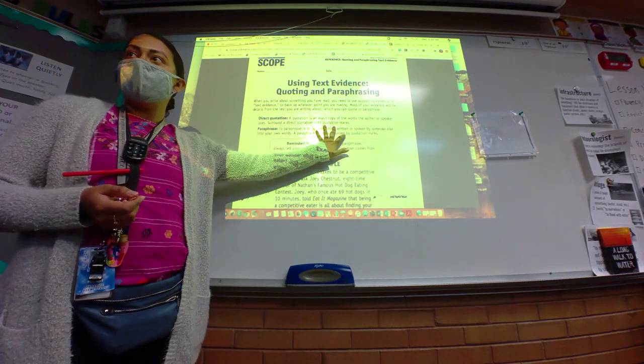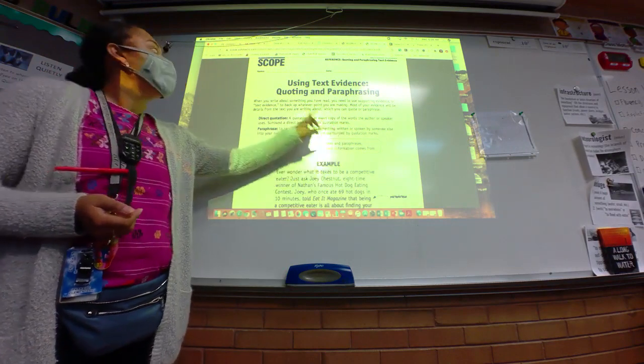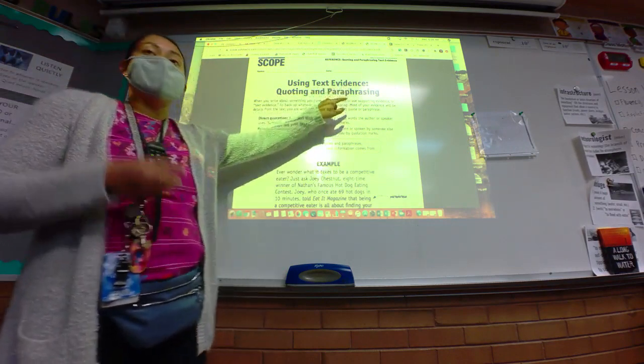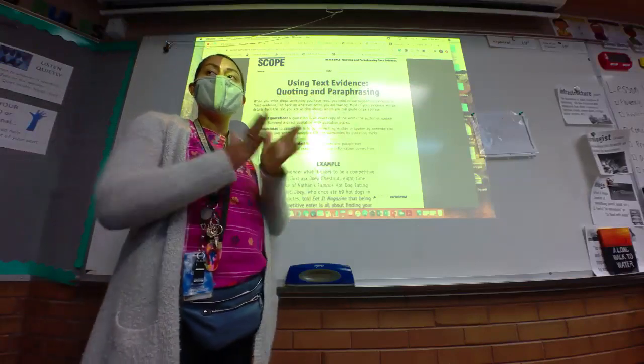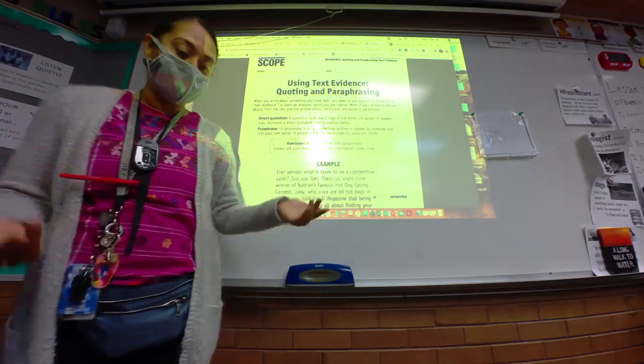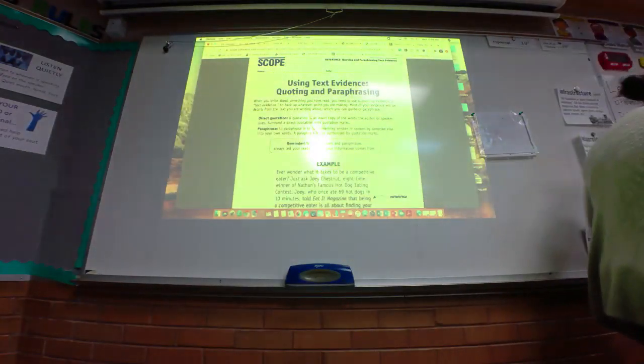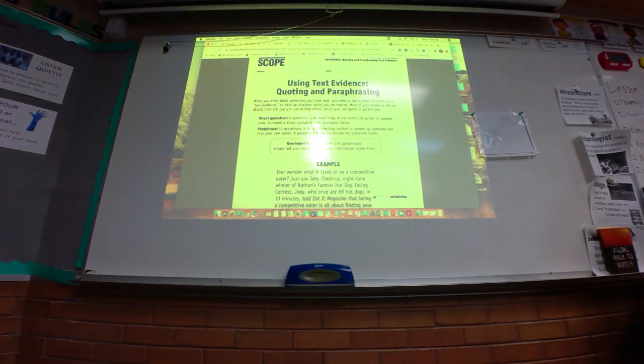Okay, thank you, Emma, for getting that out. So using text evidence is basically quoting and paraphrasing exactly from the text, so from the story. So today from our story would be Island of Sorrow.